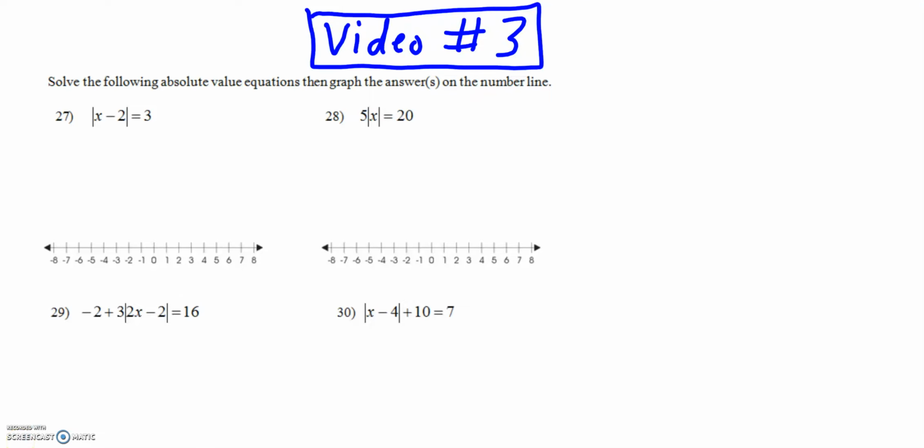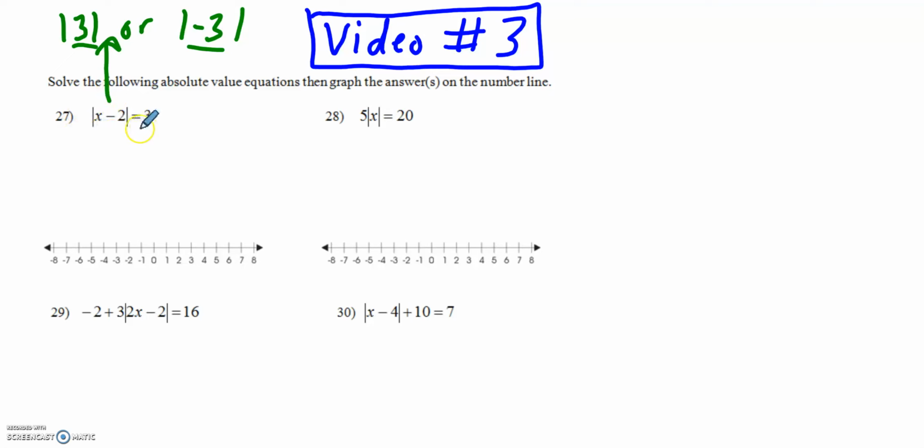Welcome back to video number 3. We're going to be starting here with number 27. And 27 to 30 are all absolute value equations. And remember that absolute value means you could possibly have two answers, because here it doesn't matter what's inside here, but if you want a distance of 3, remember that inside you could either have a positive 3 or negative 3, and both result in the answer of a distance of 3. So what we need to do is take both into account.